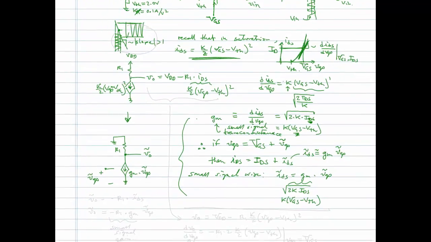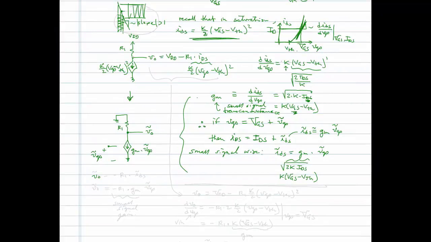Now little VO can be written very easily in terms of little VGS. It is simply the current flowing through R1 with a minus sign because of the polarity there. So it's minus R1 times little IDS, which is simply minus R1 times GM times little VGS. This minus R1 GM is the small signal gain.